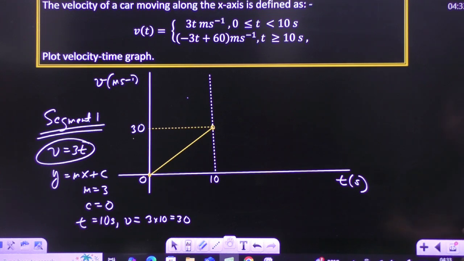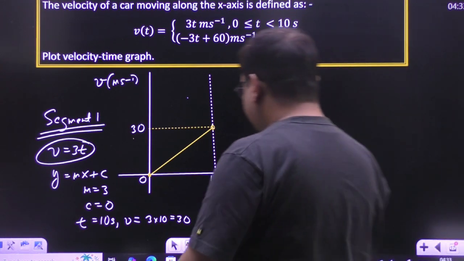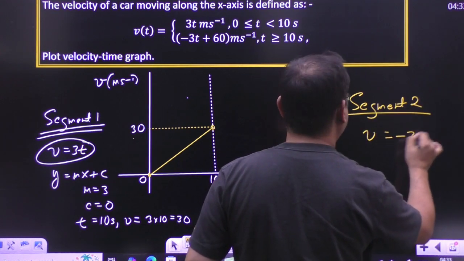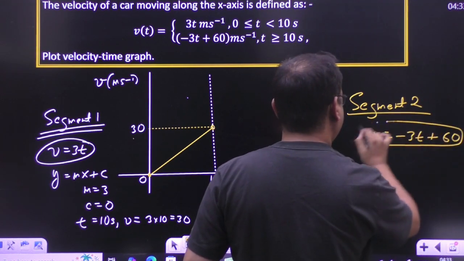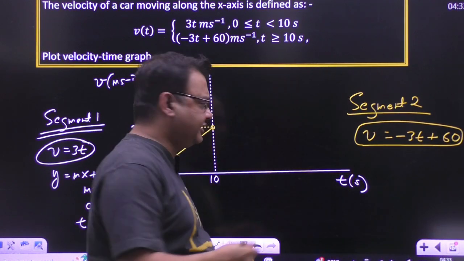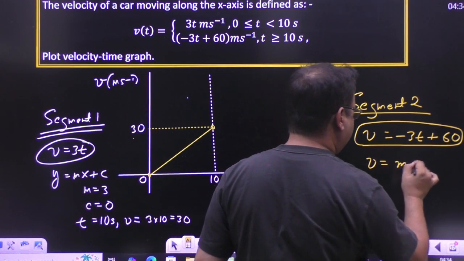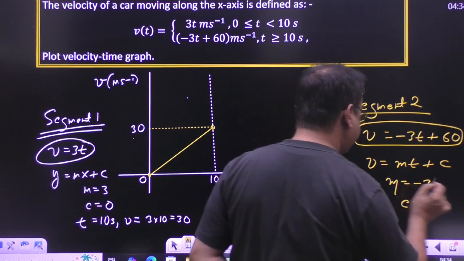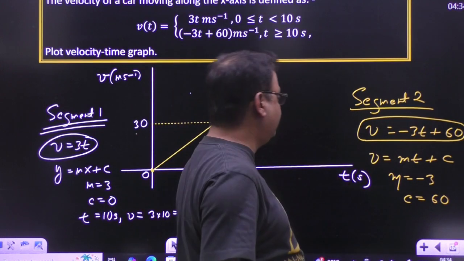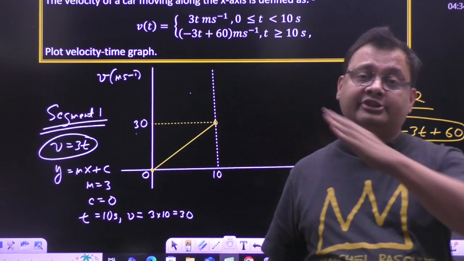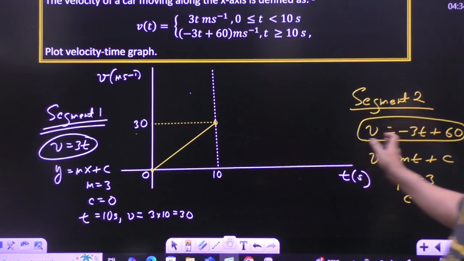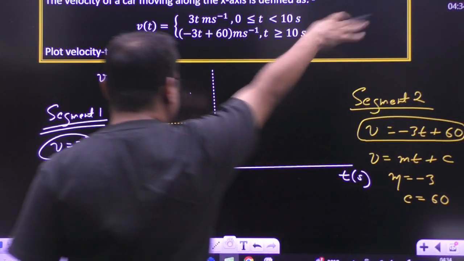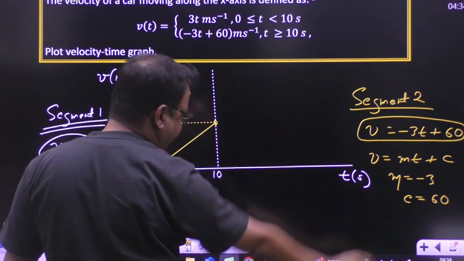Then I have minus 3t plus 60. Now for segment 2, I have v equal to minus 3t plus 60. So again, this is a linear equation. The graph will be a straight line. And if I compare it with the standard equation mt plus c, the slope is coming to be minus 3 and the intercept is coming to be 60. Now it has a negative slope. So in the second segment, the velocity-time graph will come downwards, correct? It has a negative slope. So as you move on the time axis, and there is no end point, t is greater than 10 seconds, so the graph will go forever and ever.